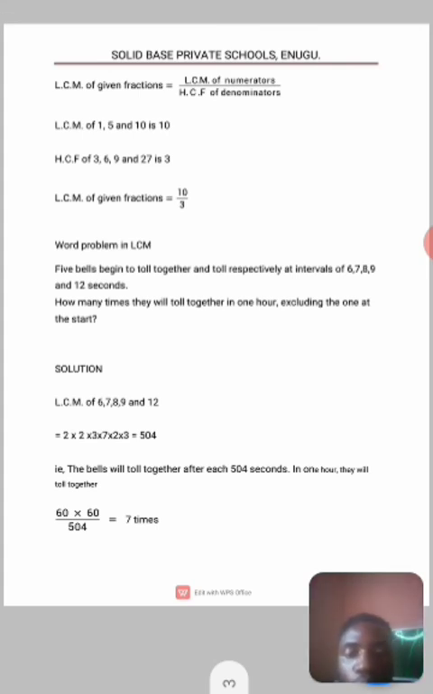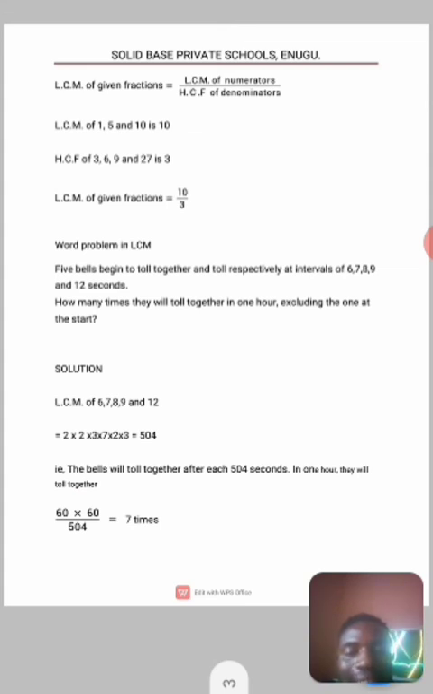So the next thing you need to check now is how many times will this bell toll together after each 504 seconds. Okay, so an hour is made up of 60 minutes, and 1 minute is made up of 60 seconds. So to convert 1 hour to seconds, you simply say 60 multiplied by 60, which will give you 3,600. So you simply divide 3,600 by 504, to know the number of times that this bell will toll together.